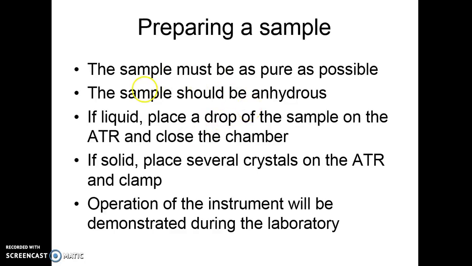If it is a liquid, you're just going to place a drop on the sample holder. It's called an ATR that holds the sample, and you close the chamber and then run your IR. If you have a solid, what you have to do is use a special clamp that you place on the ATR, and you press it down so that it's in close contact with the sample holder. I will show you how to use it and observe your operation of it as you use it, because it's a very expensive machine.